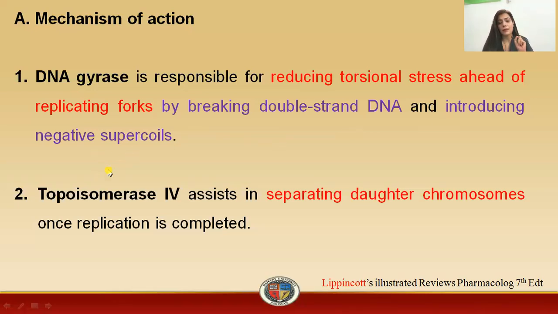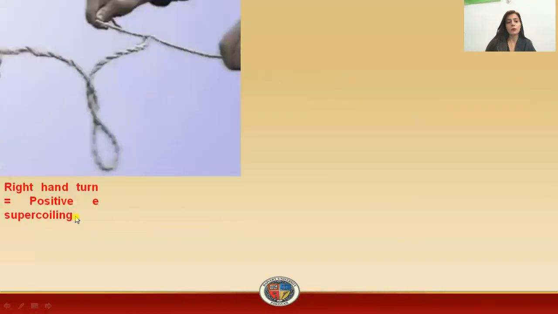Now, the second target is topoisomerase 4. This topoisomerase 4 is responsible for the segregation or separation of the daughter chromosomes. So, the two main targets of the fluoroquinolones are the DNA gyrase and topoisomerase 4.